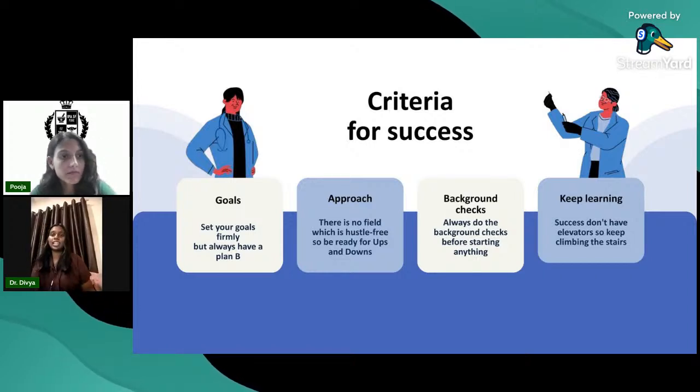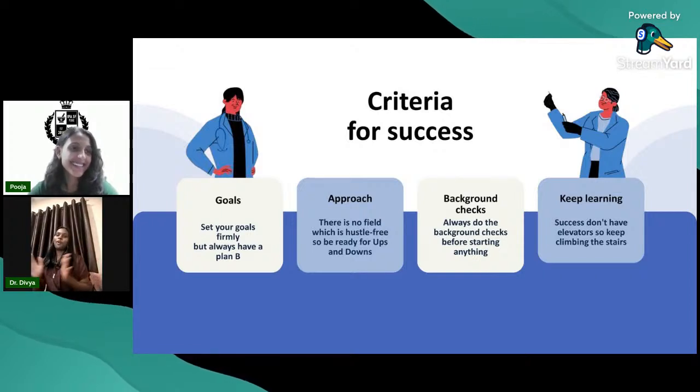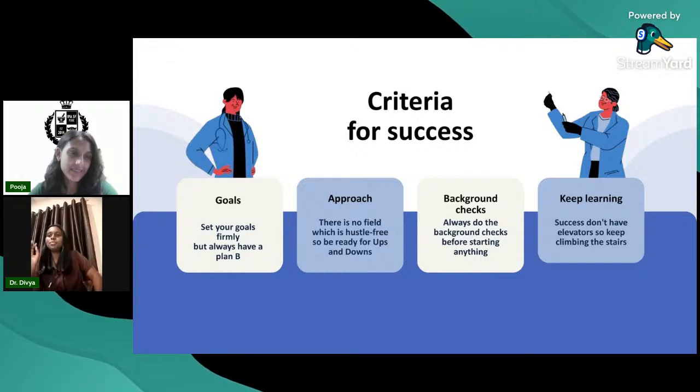So please don't feel like everything is over. There are so many companies in the world and so many jobs. So please be ready for ups and downs.